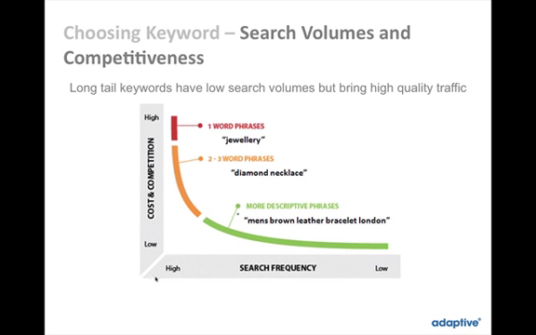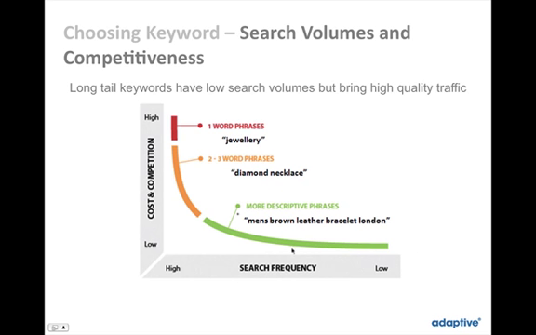So what you'll generally find is the higher the search frequency of a keyword, the more competition it has, and the lower the search frequency, the lower the competition. So in this example, a keyword like "jewellery" is very competitive, but has a huge number of searches. But a more descriptive keyword like "men's brown leather bracelets London" has a very low search volume, but the competition is low.